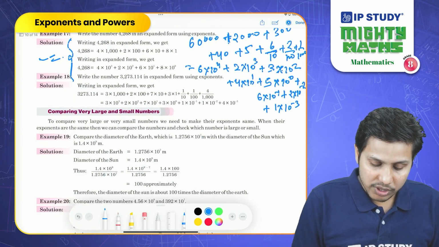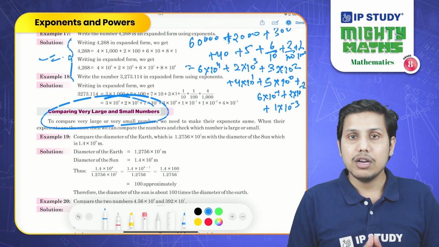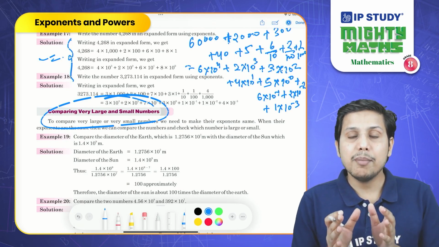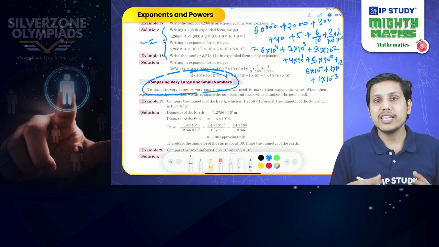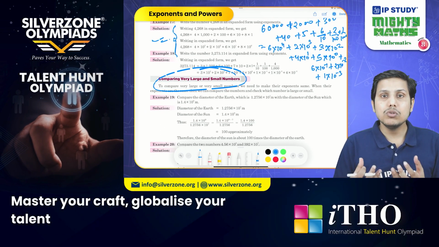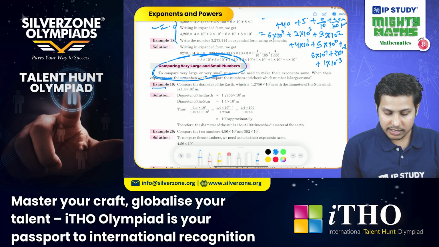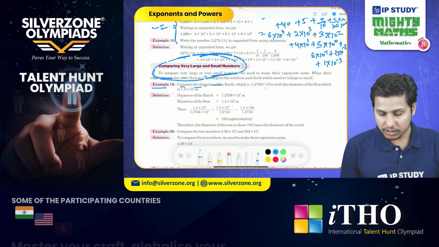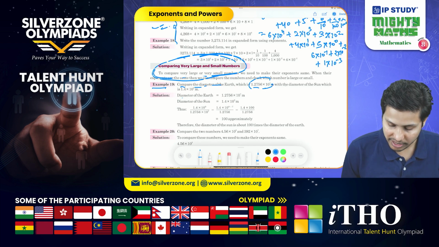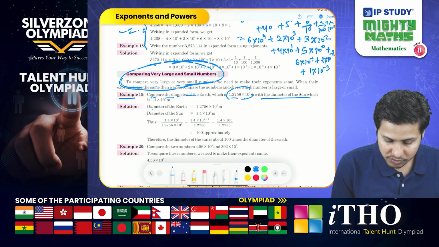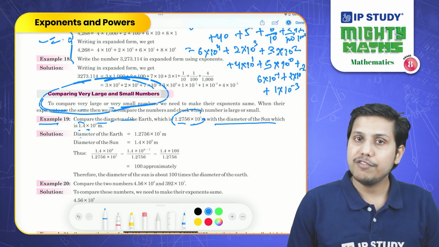Students, moving to the next topic, comparing very large and very small numbers. Students, it is very difficult or very confusing to compare two large or two small numbers. So there is a rule using exponents that makes it easier to compare. Let's take an example. Example number 19 says, compare the diameter of Earth, which is 1.2756 times 10 raised to the power of 7, with the diameter of Sun, which is 1.4 times 10 raised to the power of 9. Students, now these numbers are difficult to compare.